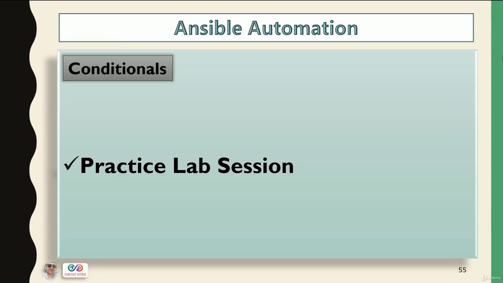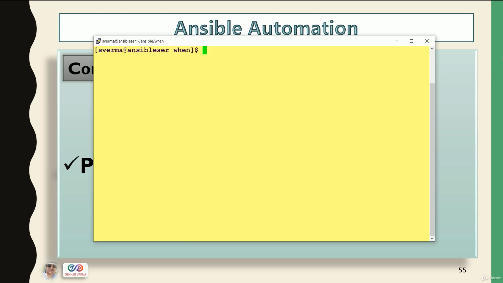This is a lab session on conditionals in Ansible. So let me quickly log in to my Ansible server, and I'm going to create a very simple playbook for the shutdown of any specific Linux distribution. I'm giving any name here, and here I'm using the prod group. In the prod group there are 3 servers. I will show you before executing this playbook.